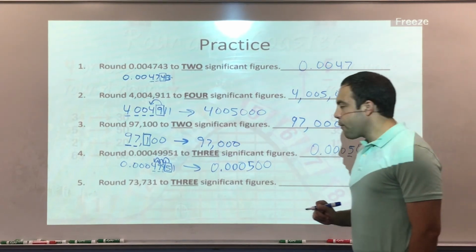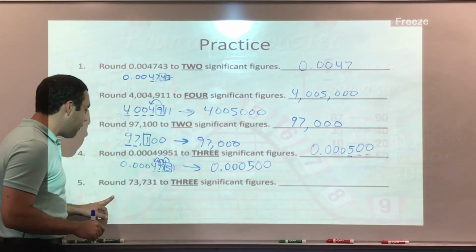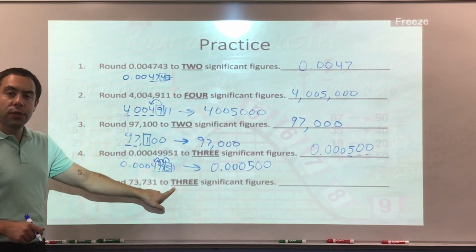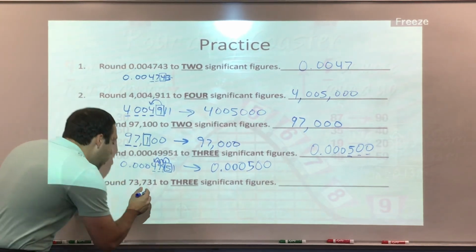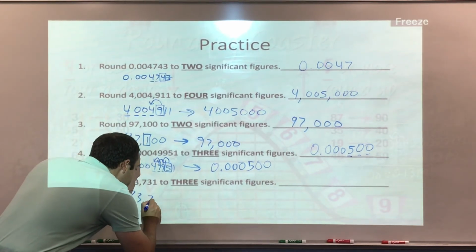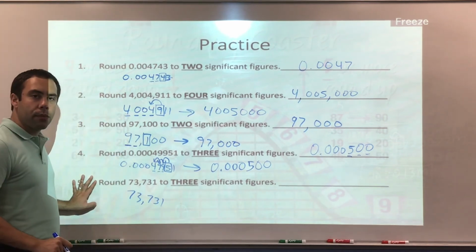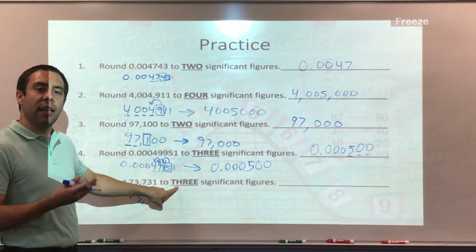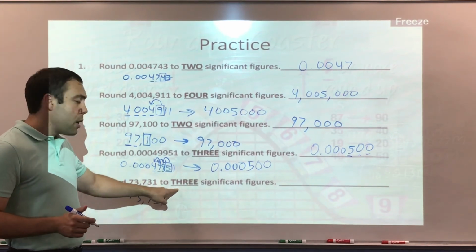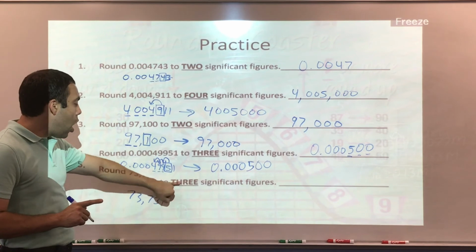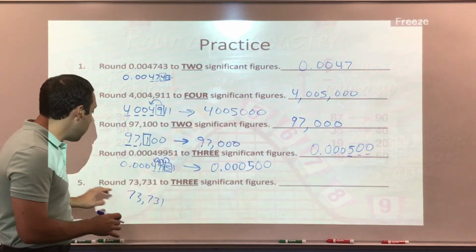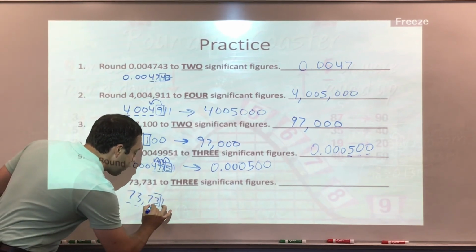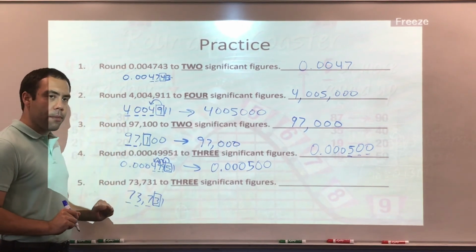And finally, for practice question number 5, round 73,731 to 3 significant figures. Step 1, rewrite our value. Step 2, determine how many significant figures there should be in the final answer. Step 3, starting with the first significant figure, underline that many numbers. So, 1, 2, 3 underlines. Box off the next number, in this case the 4th number.